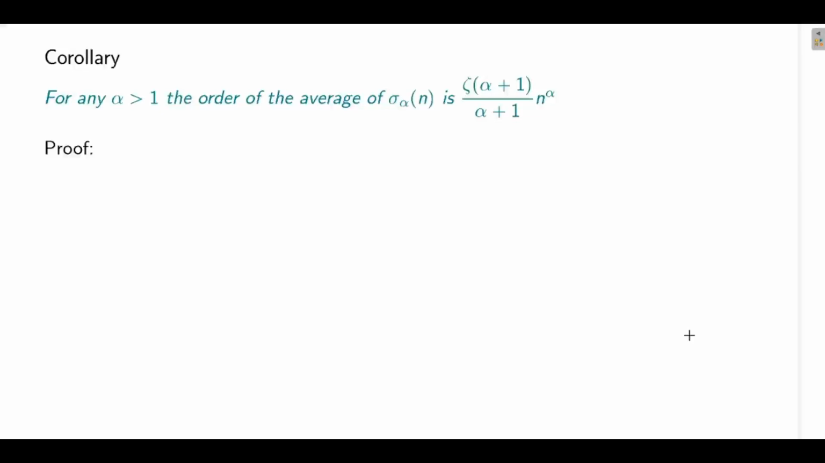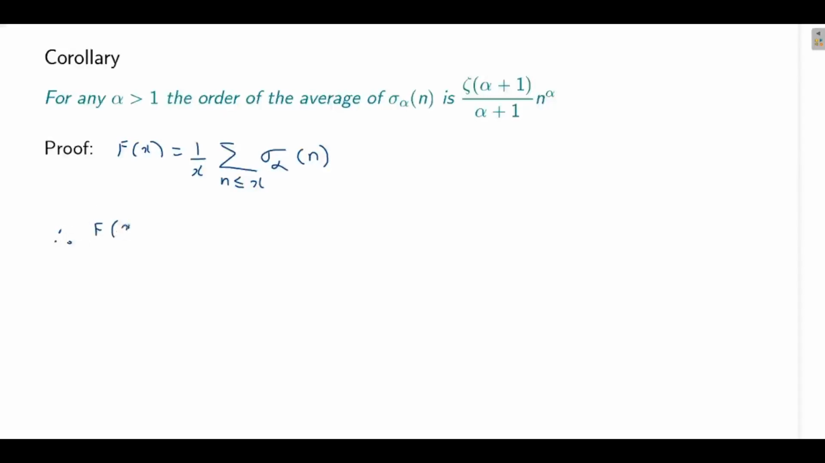So let's look at the corollary to this. Again, the same approach. We are proving that the average order of sigma alpha of n is zeta alpha plus 1 upon alpha plus 1 n raised to alpha. So let's take f of x to be 1 by x summation n less than or equal to x sigma alpha of n. This is what we are taking.